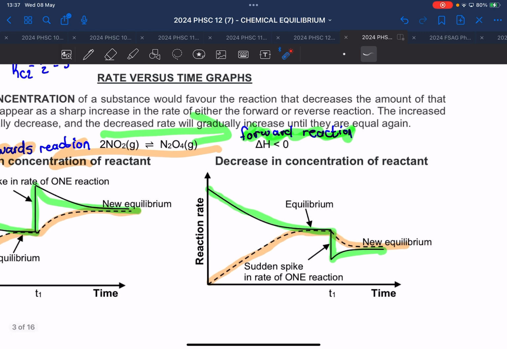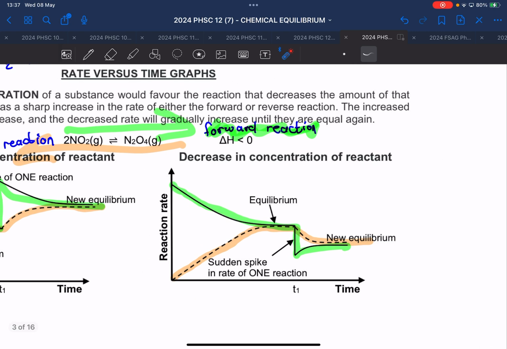The same will happen here, where we decrease the concentration of one of the reactants. There will be a drop in the rate of the reaction, and a new equilibrium will be established. Not that bad, right?